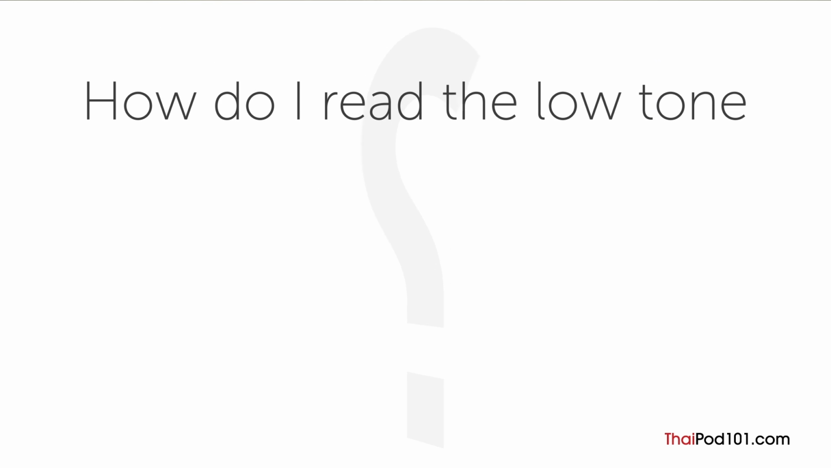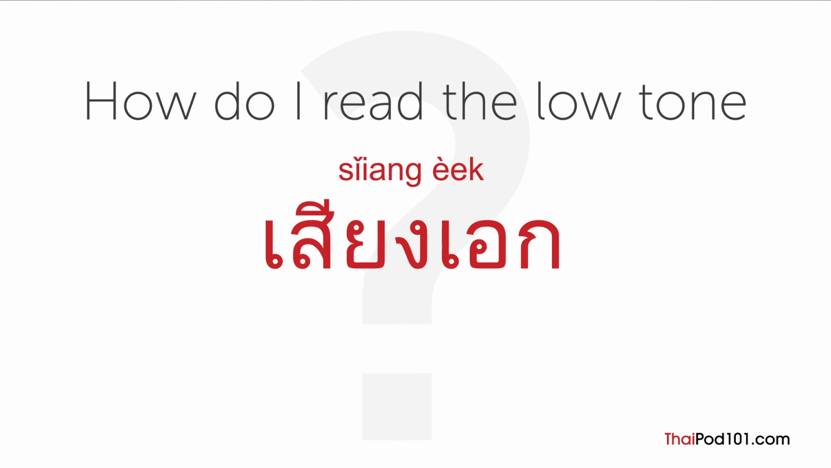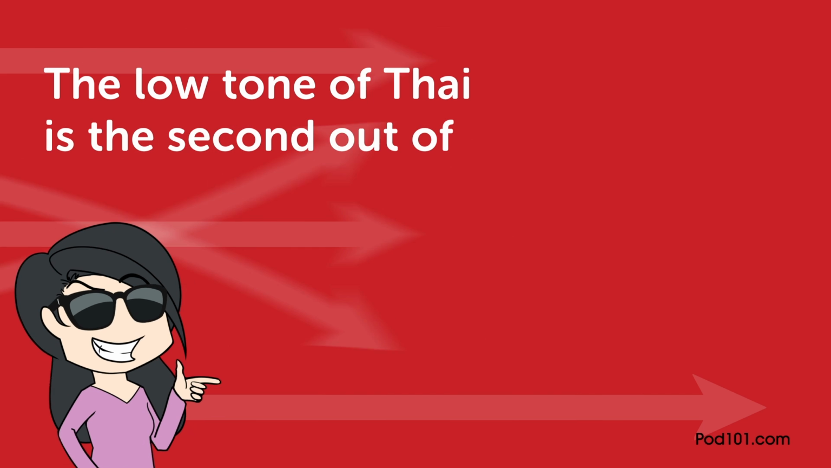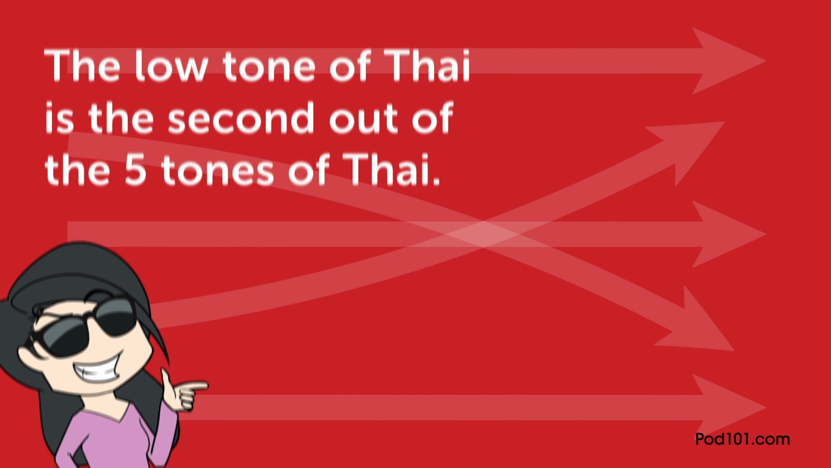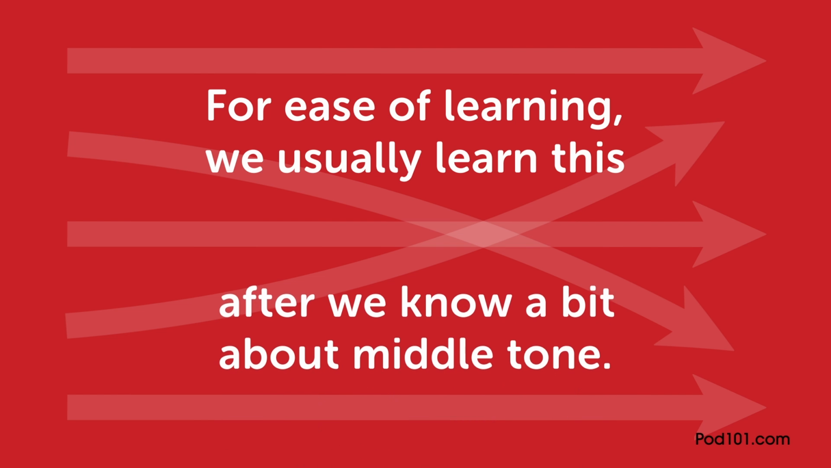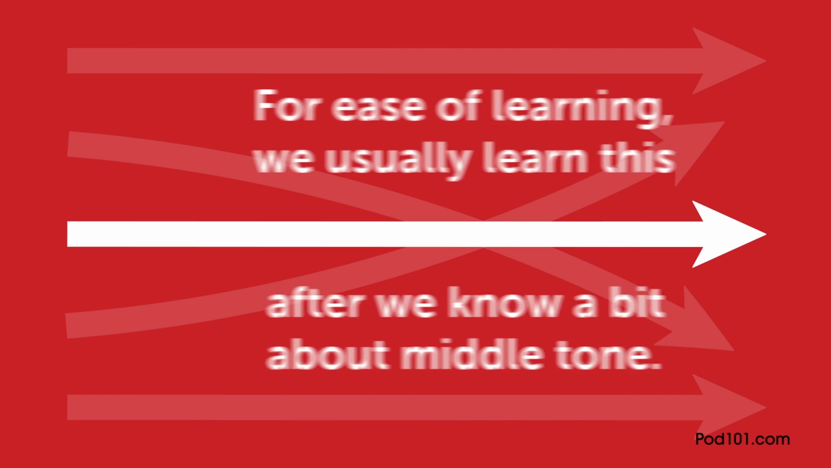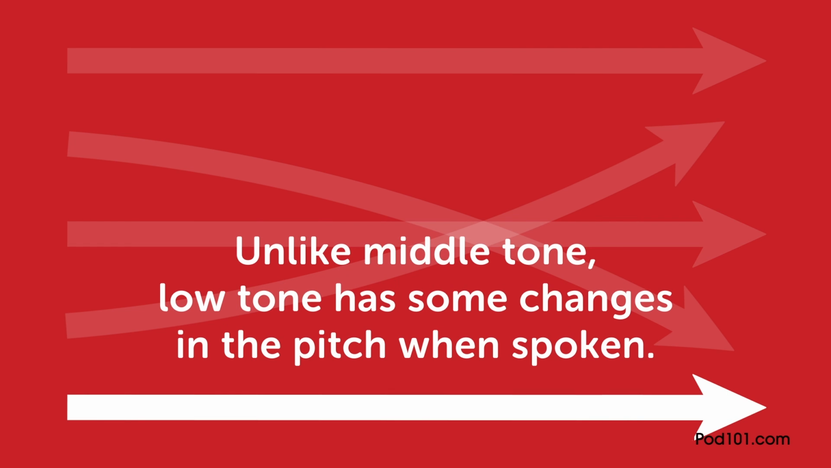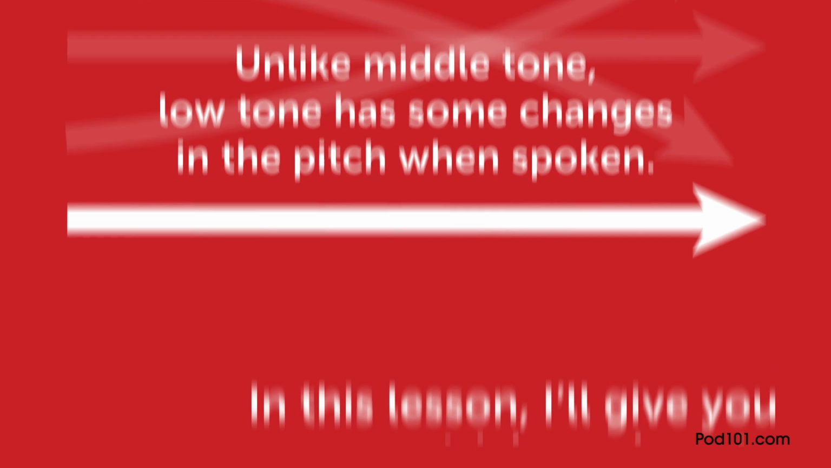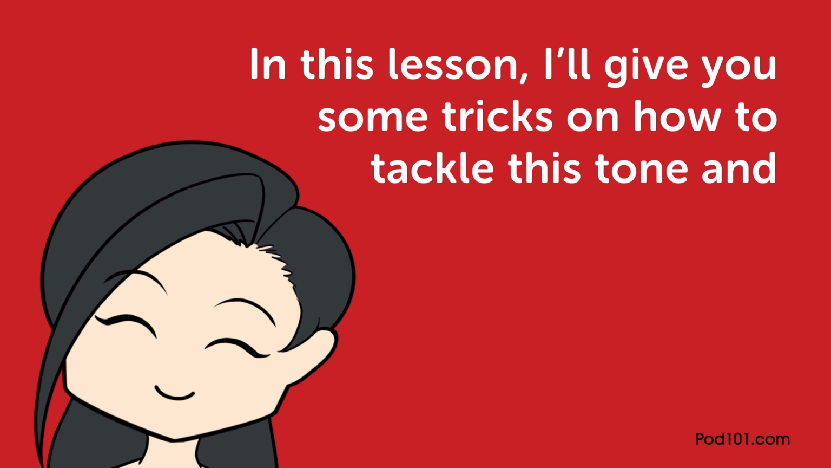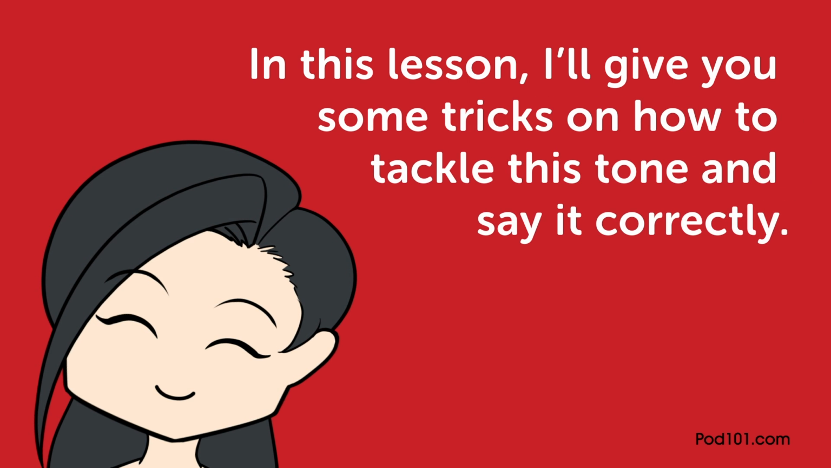The question for this lesson is, how do I read the low tone, or เสียงเอก, of Thai? The low tone of Thai is the second out of 5 tones of Thai. For ease of learning, we usually learn this after we know a bit about middle tone. Unlike middle tone, low tone has some changes in the pitch when spoken. In this lesson, I'll give you some tricks on how to tackle this tone and say it correctly.